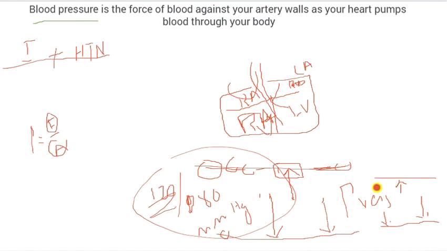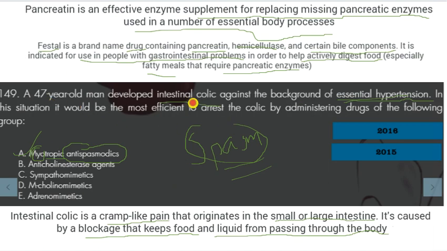So we need to relax the smooth muscle of the blood vessel. They are asking about intestinal colic and essential hypertension. The most efficient drug is a myotropic antispasmodic. When we consider option B, anticholinesterase agents, we need to understand a fact.